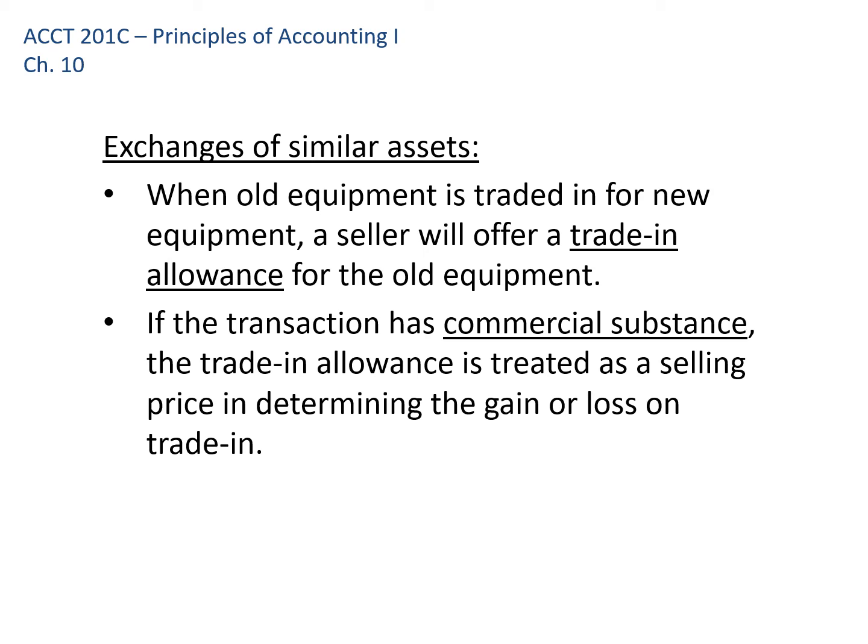So exchanging similar assets happens all the time. We might trade in a forklift on a new forklift, or trade in a machine on a new machine, or trade in a truck on a new truck. So if that's the case, we're going to be offered a trade-in allowance for the old equipment. So if we take the truck in and say we want to buy a new $50,000 truck, they may give us a trade-in value of $40,000 on our old truck as an example. So what we're going to describe here applies only to transactions with commercial substance. So that means we're not just trading assets, something is being exchanged in addition to that.